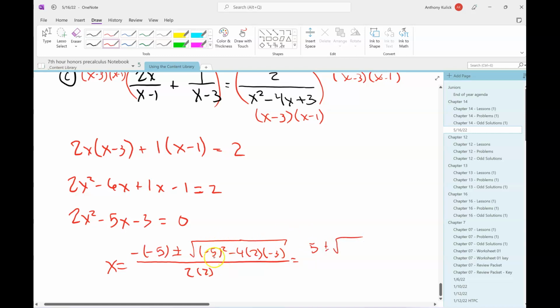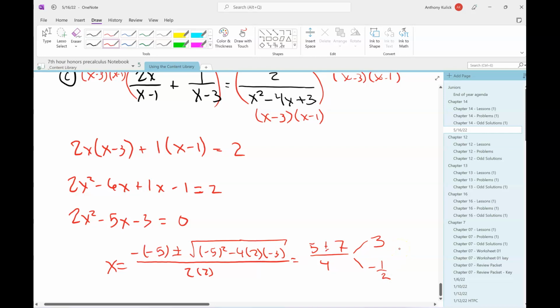So -5 squared is 25. 4 times 2 times -3 is -24. 25 minus a -24 is 49. The square root of 49 is 7. 5 plus 7 divided by 4 is 3. 5 minus 7 divided by 4 is -1/2.